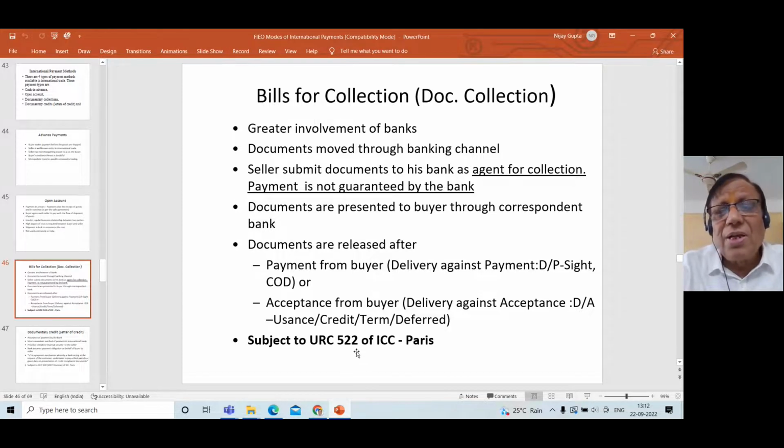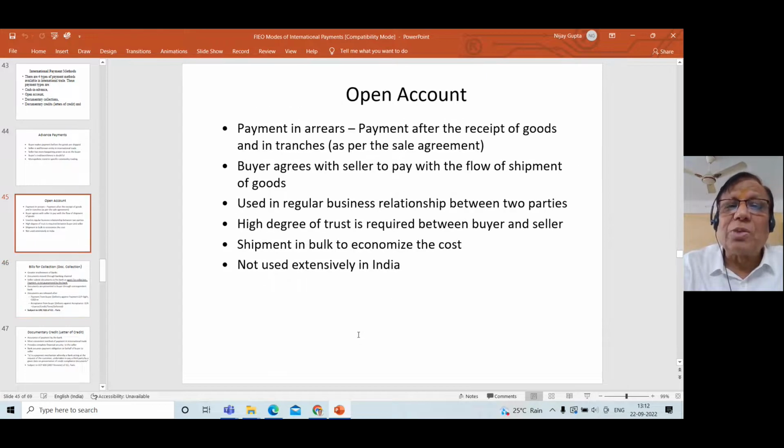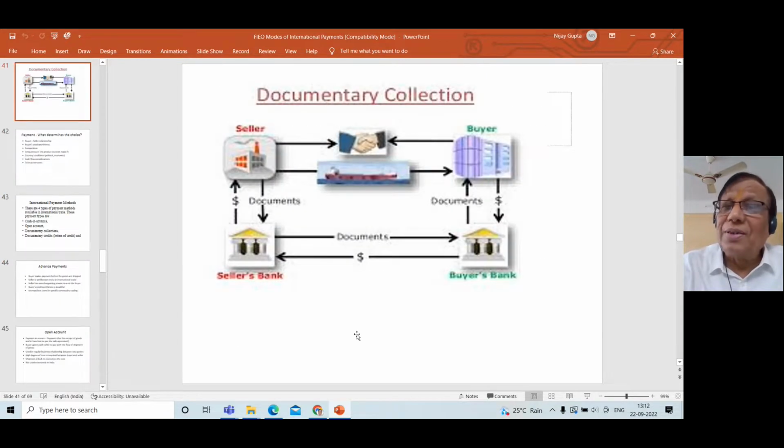They are all covered internationally under the ICC Uniform Rules for Collection, publication number 522, which defines the duties and responsibilities of the correspondent bank, seller, buyer, everything.